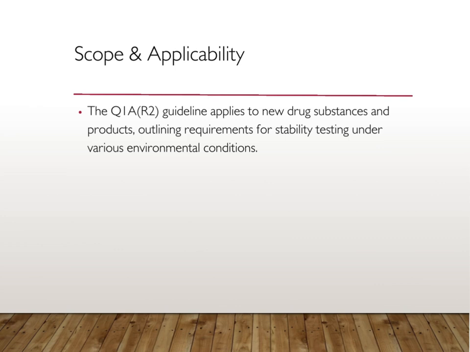Scope and applicability. The Q1A(R2) guideline applies to all new pharmaceutical drug substances and products. Its primary purpose is to outline stability testing procedures that ensure drugs maintain their intended quality, safety, and efficacy throughout their shelf life. This guideline is essential for pharmaceutical manufacturers, as regulatory agencies require stability data before approving a drug for market distribution. It applies to various dosage forms, including tablets, capsules, injectables, and suspensions.